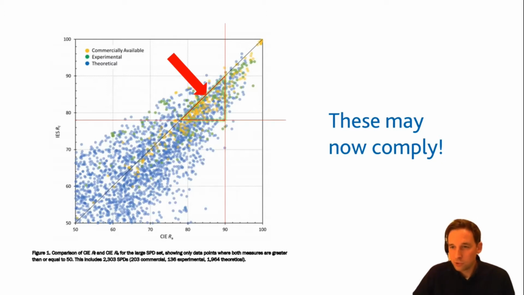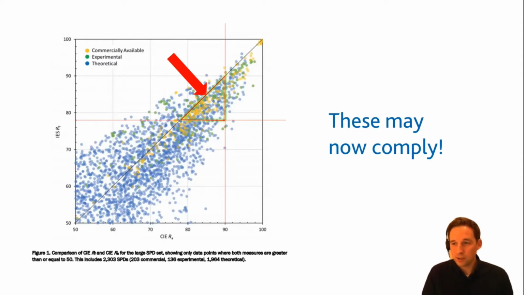Now, just by my estimation, that's probably double the amount of commercially available light sources that you could potentially use within the application and still be in compliance with LEED and WELL certification. Now, that's a real world example of how this could help.